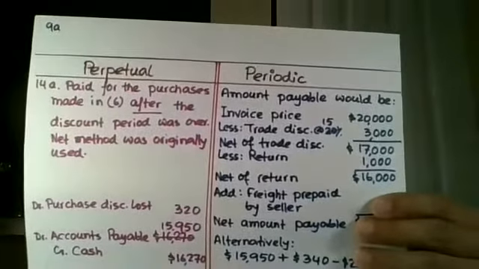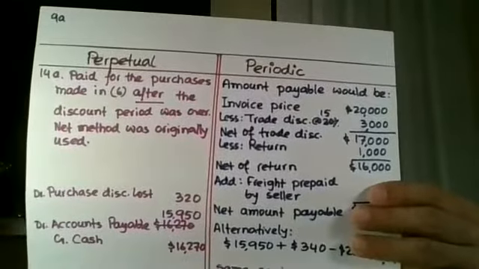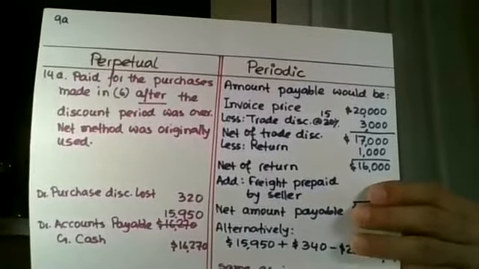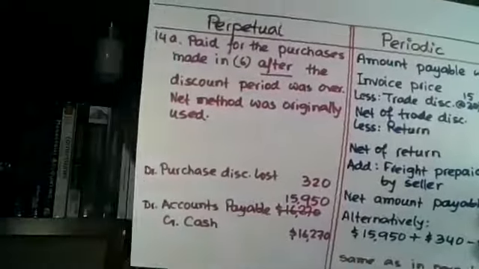That's number 14A, 14 alternative. Paid for the purchase made in number 6 after the discount window was closed. Net method was originally used. Guess what? To make life more difficult, you originally used the net method. So you thought you were going to take advantage of the discount, and then you missed it. So now you'd have to pay more than what you thought your accounts payable was, won't you? Remember, you thought you owed me, say, $980, but now you're having to pay me the full $1,000. So how do you account for it?